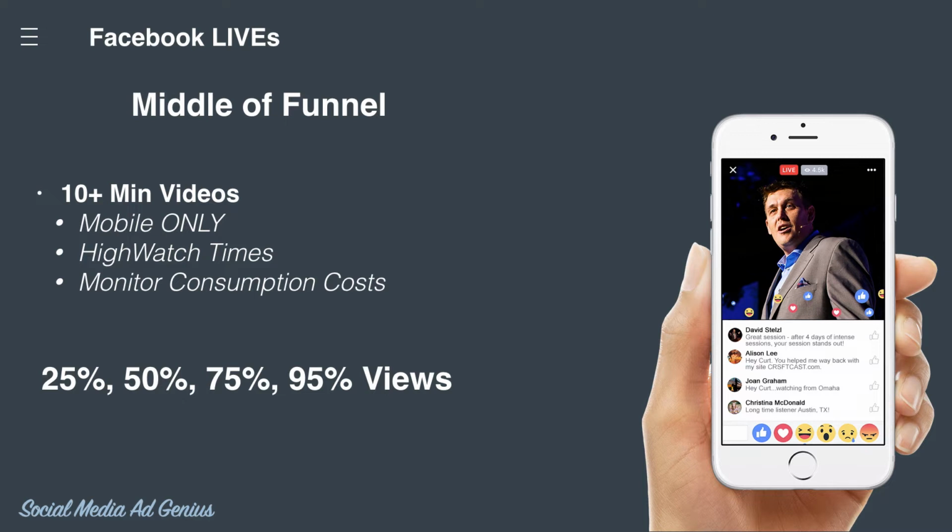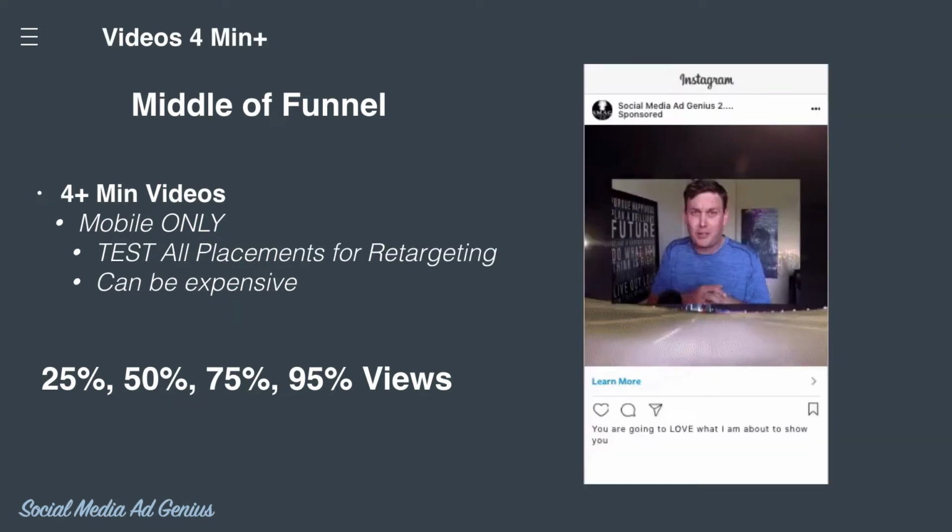When you run your Facebook Lives, I highly suggest that you run them in mobile only. You're going to have higher watch times and you want to monitor consumption cost. I do not run Facebook Lives typically in the desktop if I just want to retarget people, because it's a lot more expensive and people watch things a lot less. So I'm going to want to separate out my Facebook Lives, again, because they're bigger time buckets.